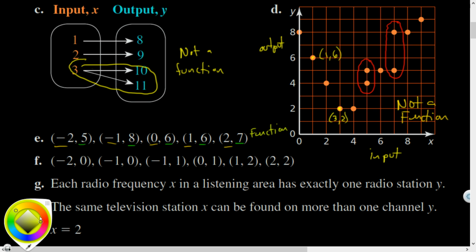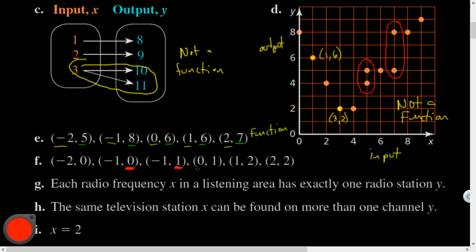All right, does anyone notice a problem with F? -2 gives me 0 every time. I'm okay with that. -1, uh-oh. Right here and here, an input of -1 gave me 0, and here, an input of -1 gave me 1. It's unsure of itself. It's giving me 2 possible outputs. Not a function. So it fails for that point. The other points would have been fine.